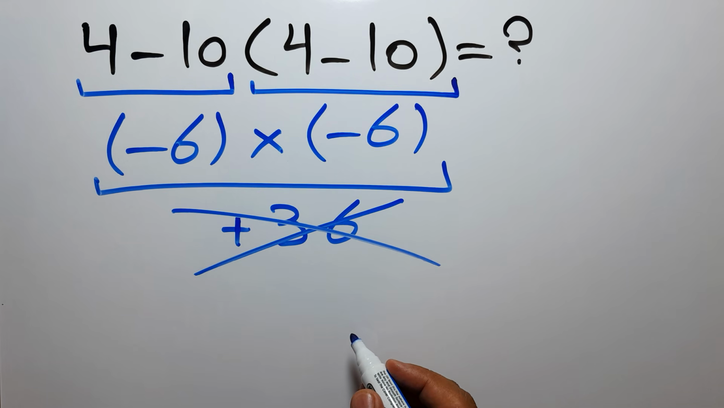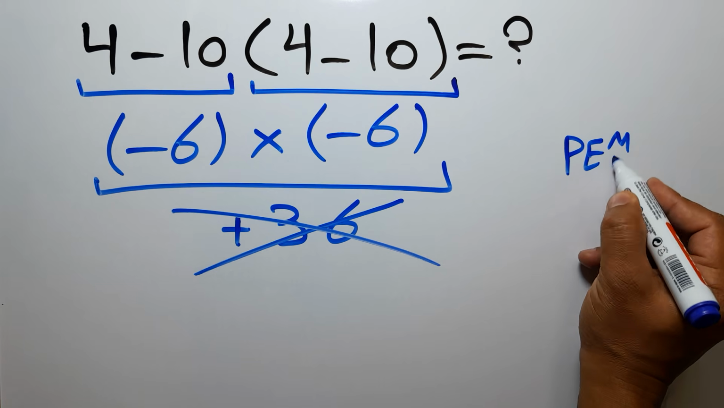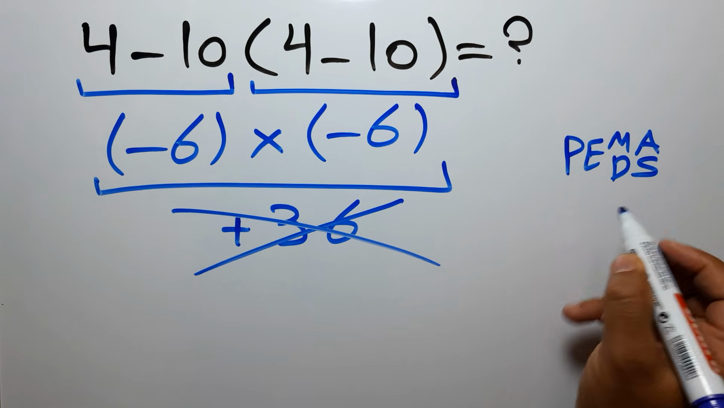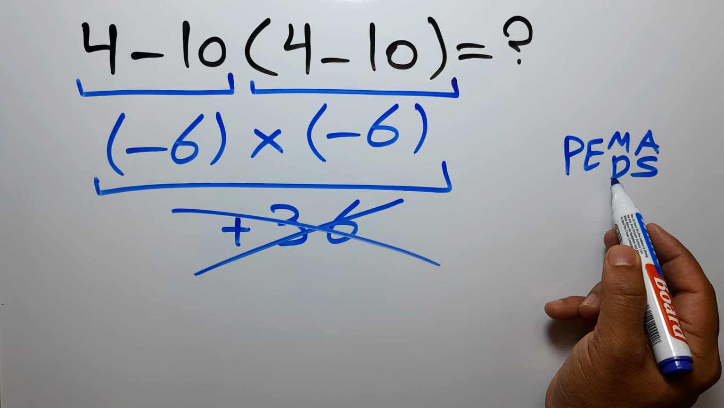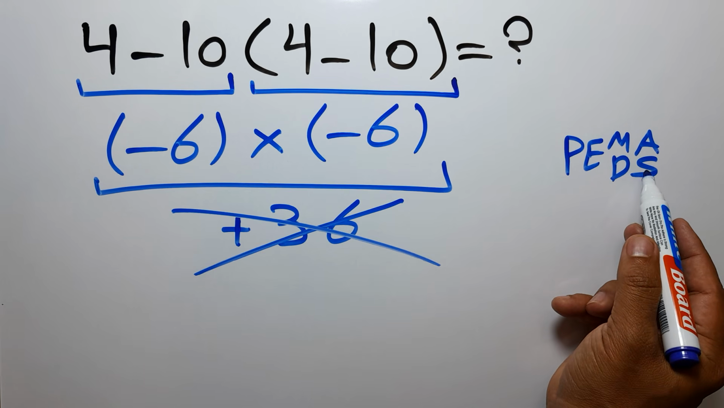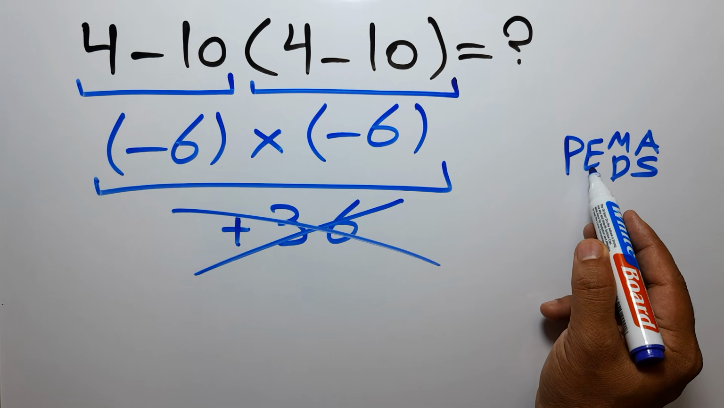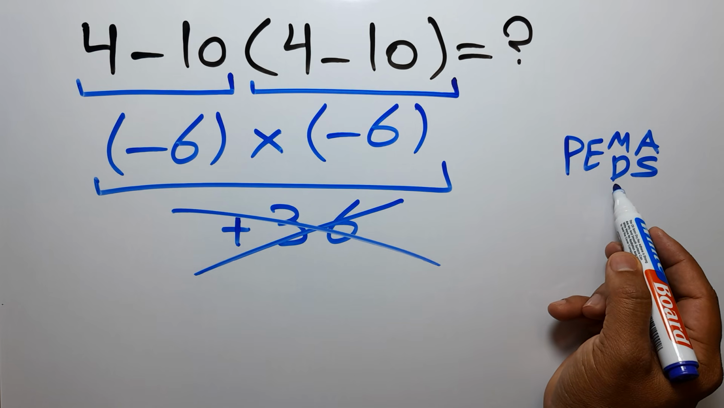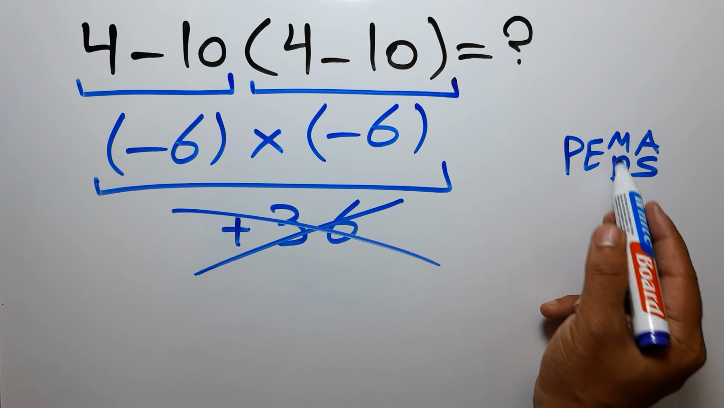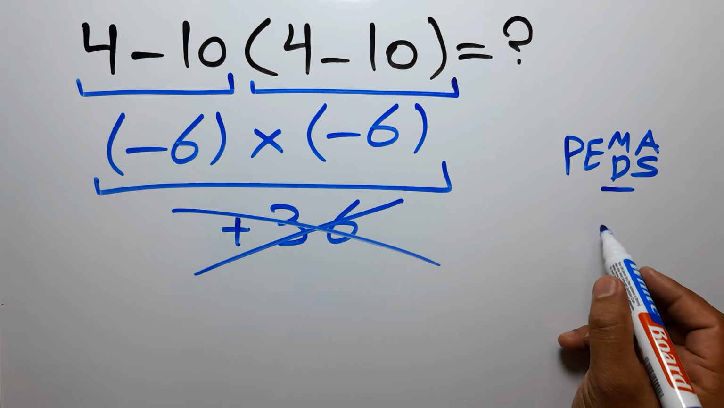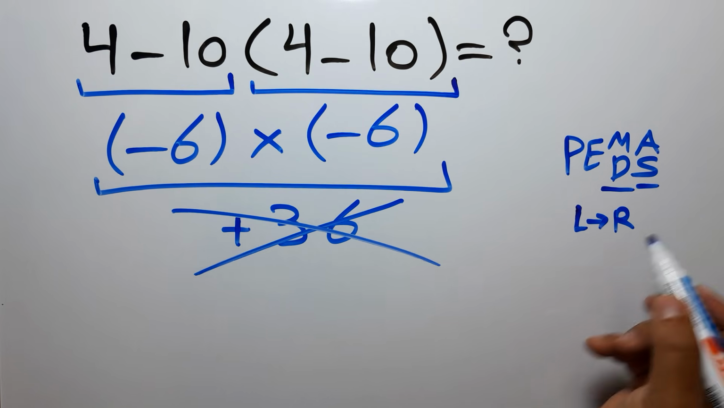because according to the order of operations, which is PEMDAS, P stands for parentheses, E stands for exponent, M and D stand for multiplication and division, and A and S stand for addition and subtraction. First we have to do parentheses, then exponent, then multiplication or division, and finally addition or subtraction. Remember that multiplication and division have equal priority and we have to work from left to right. And the same applies to addition and subtraction.